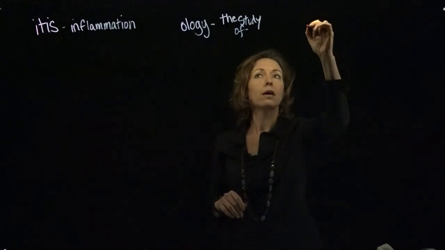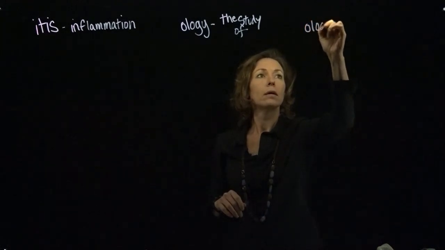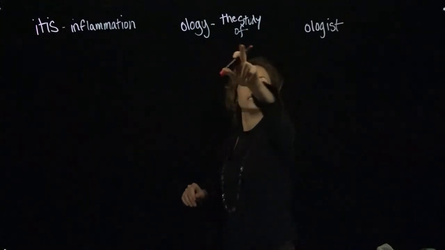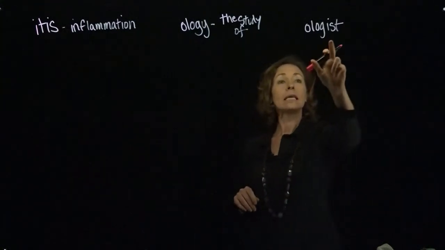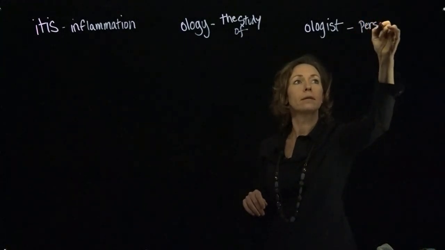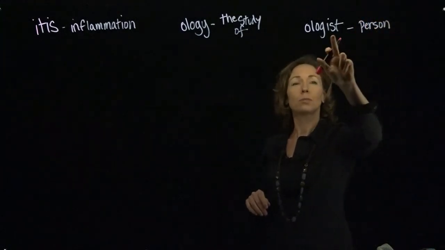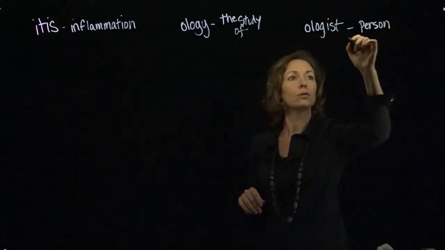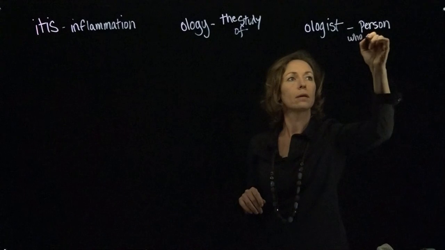Now on your next card, write ologist. If ology is the study of something, the ologist is the person who studied it. So we say this person specialized in the study. So the person who specialized.